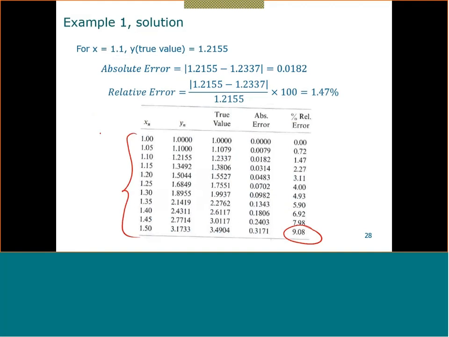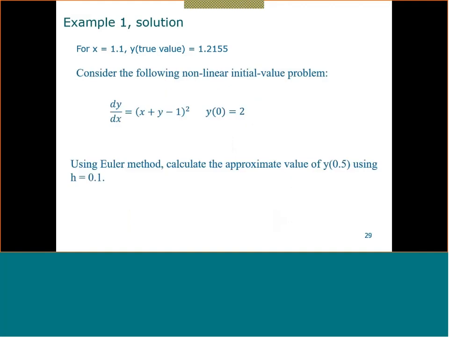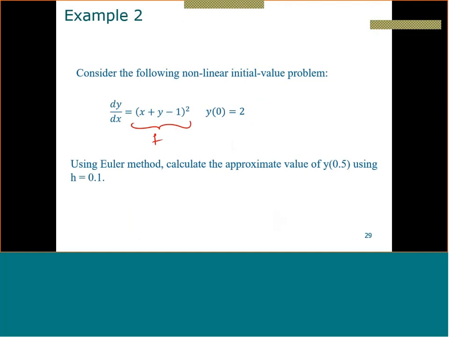Okay, so now the smaller the step you take, the better the solution you will find, but you will need a longer and longer number of iterations. Let's look at the second example, this one. Again, this is given to you. This is dy by dx, so this is your f of x and y given to you as (x + y − 1) all squared.